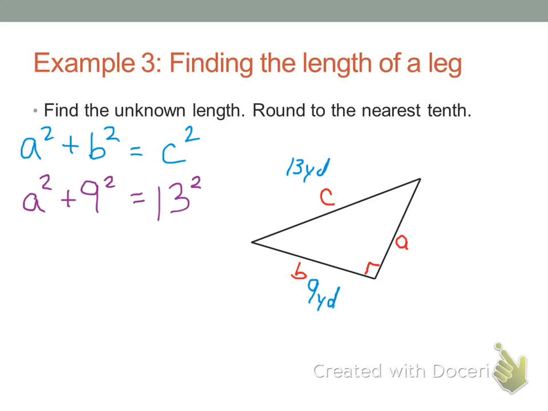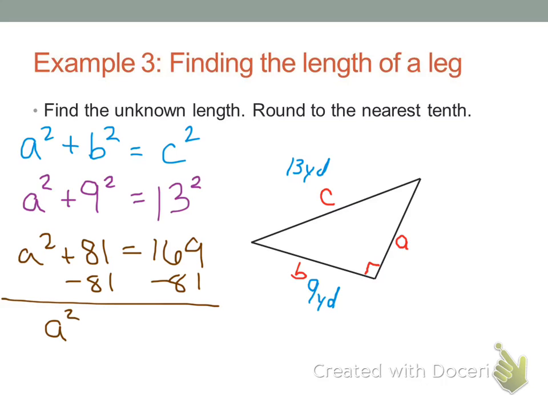This is the important part. Don't just automatically plug them in for A and B and think you're solving for C. Sometimes you're not. Sometimes you're solving for a leg. And this is how you would do it. So now we evaluate. All right, 9 squared is 81. 13 squared is 169. A squared plus 81 equals 169. How do I solve for A? Subtract 81 from both sides. And now I have A squared equals 88.